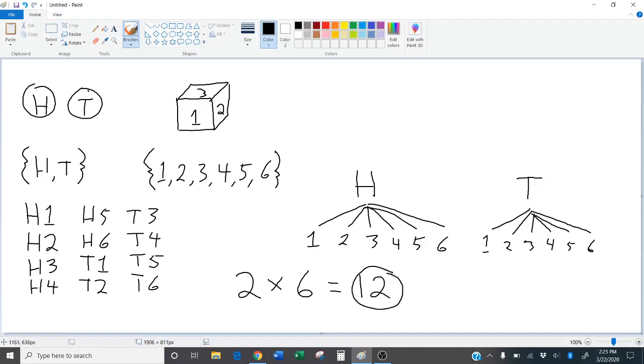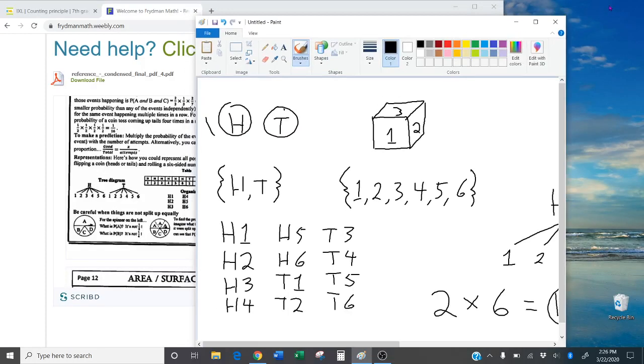Right? Again, there are 12 different combinations: 1, 2, 3, 4, 5, 6, 7, 8, 9, 10, 11, 12. And to figure that out, I can just multiply the number of different ways of flipping the coin with the number of different ways of rolling a die, the number of different outcomes.